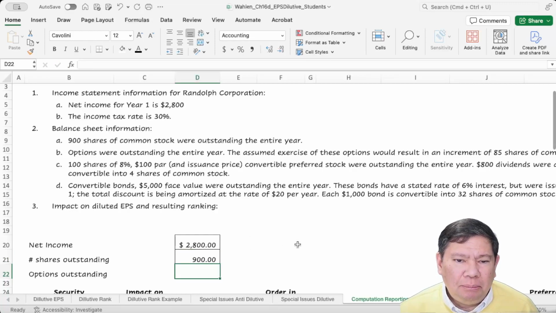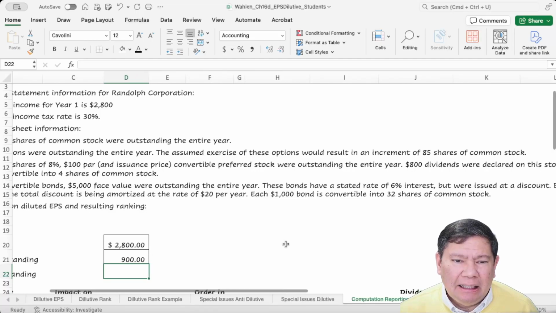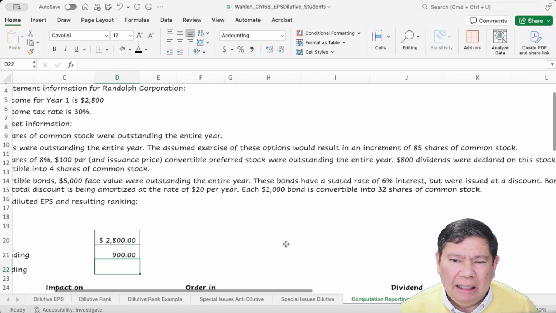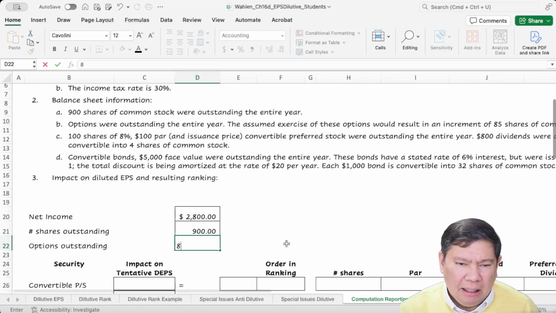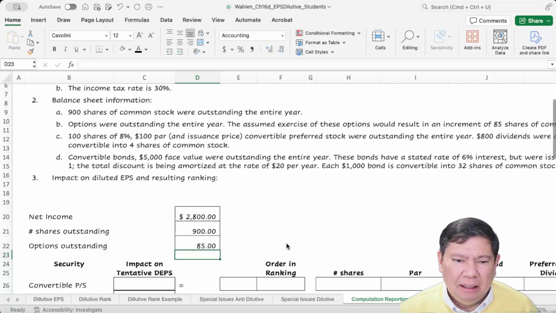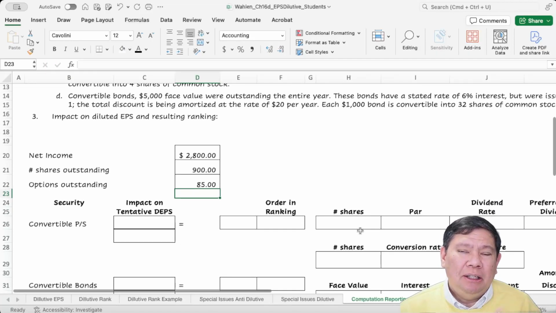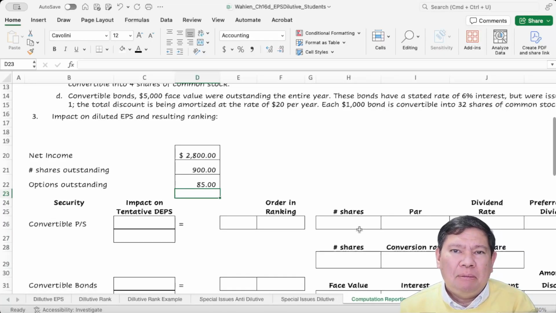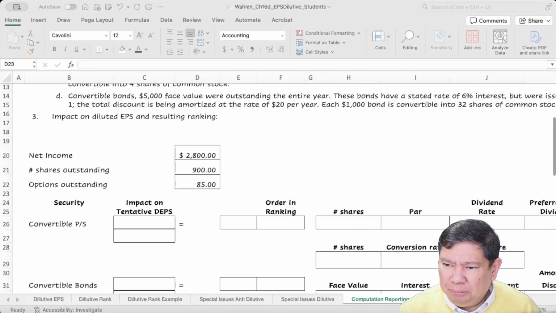And then there's an option outstanding the entire year. The assumed exercise of this option would result in the issuance of 85 common shares. Now, an option is always dilutive because you just increase the number of shares. So you will increase the denominator, and it's going to be dilutive if the numerator is positive.